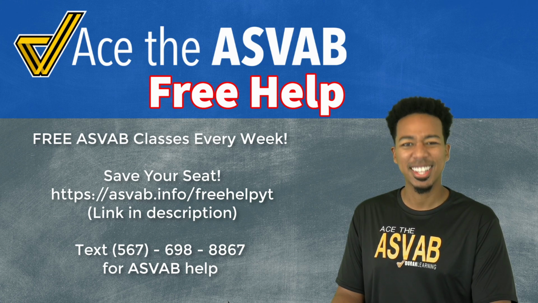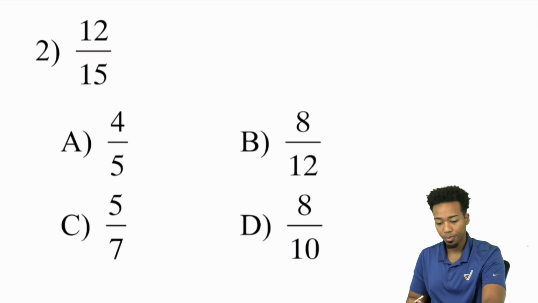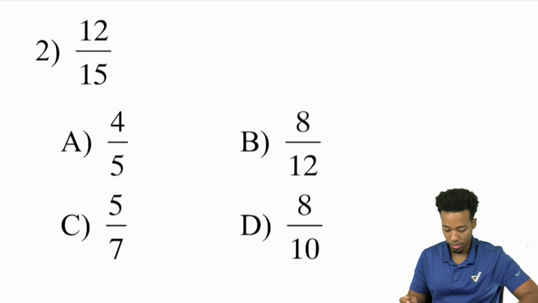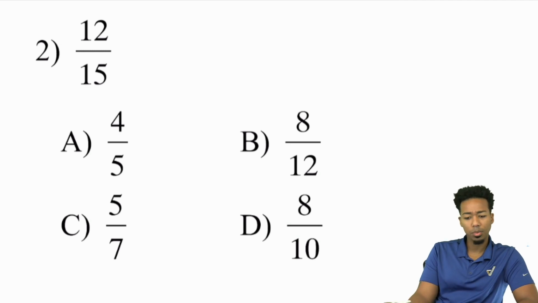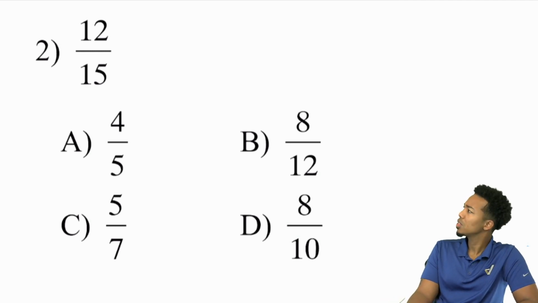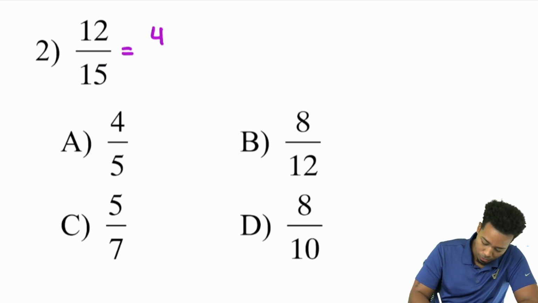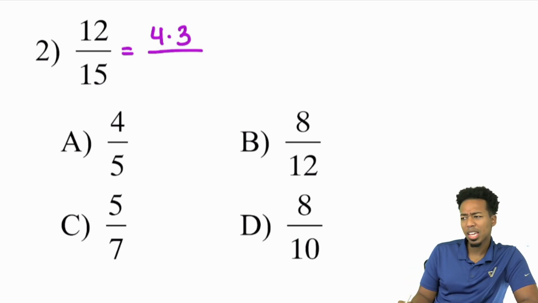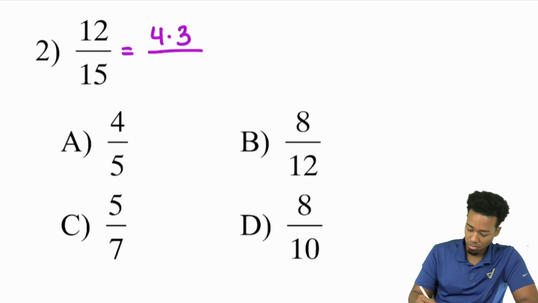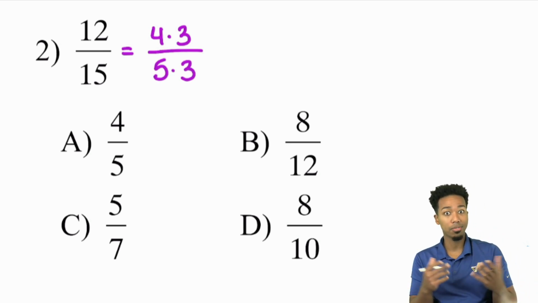Let's get to it, and let's taste the ASVAB. Number 2, we're looking at 12 over 15. Again, we want to reduce this. What do they both have in common? Well, isn't 12 the same thing as 4 times 3? It is. Isn't 15 the same thing as 5 times 3? It absolutely is.